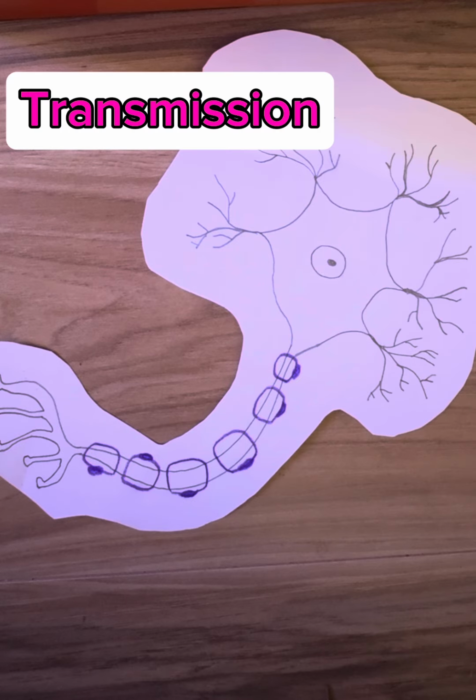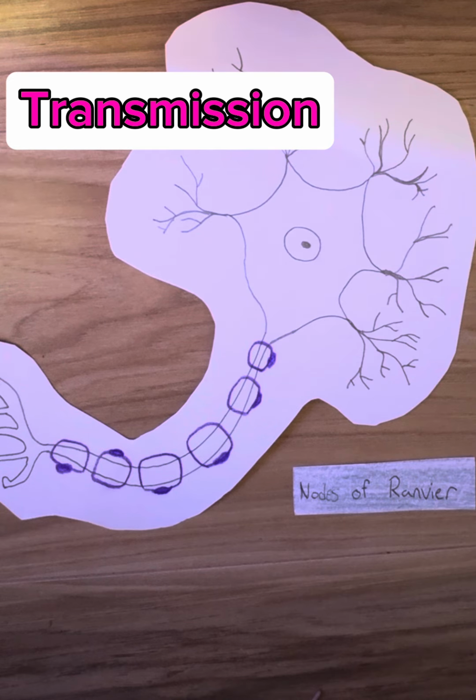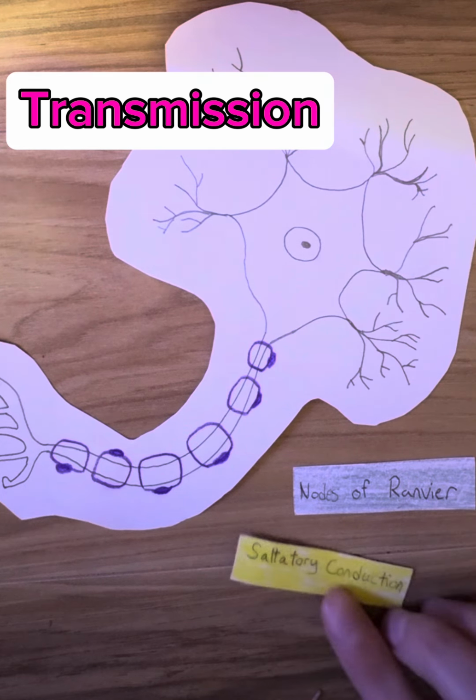The two factors that influence how fast an action potential can go down the axon are the thickness of the axon, where the thicker it is, the faster it is, and myelination, which is caused by these fatty little cells here. This allows the action potential to jump over the myelin and to the next node of Ranvier. This is called saltatory conduction.